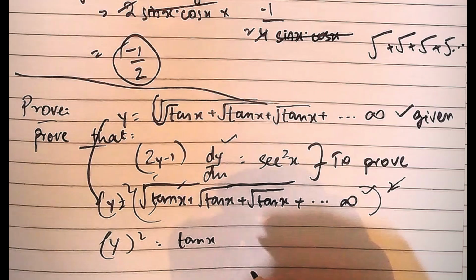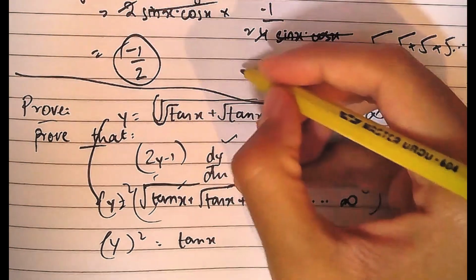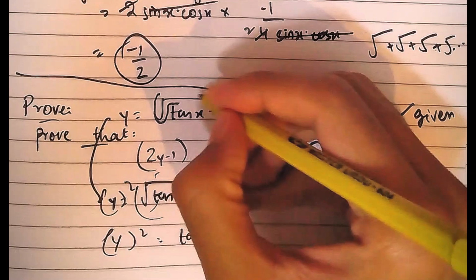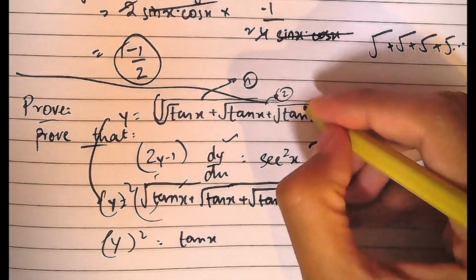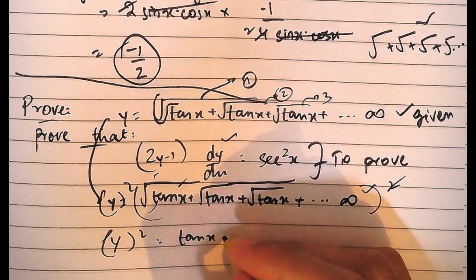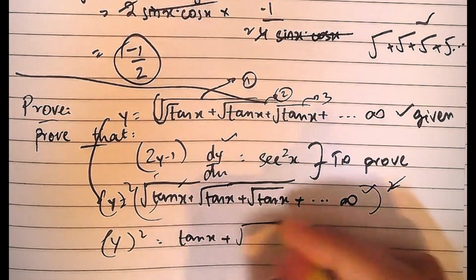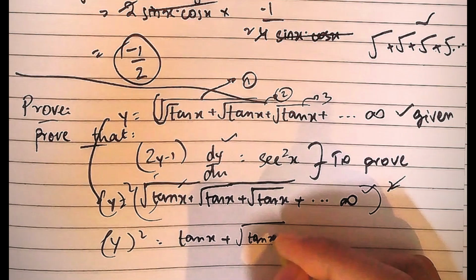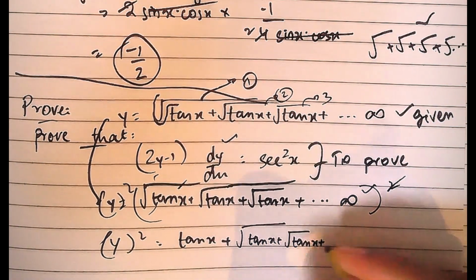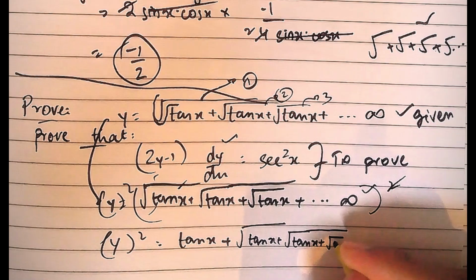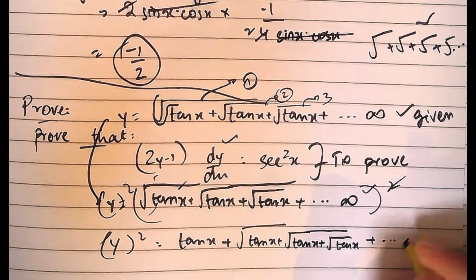So let me just first of all, just for our clarification, label these square roots. So this would be my first square root, this would be my second square root, and this would be my third square root. Then plus we have, this thing is still over there, so we have tangent x plus square root tangent x plus square root, okay. So you see how this pattern is continuing till infinity.